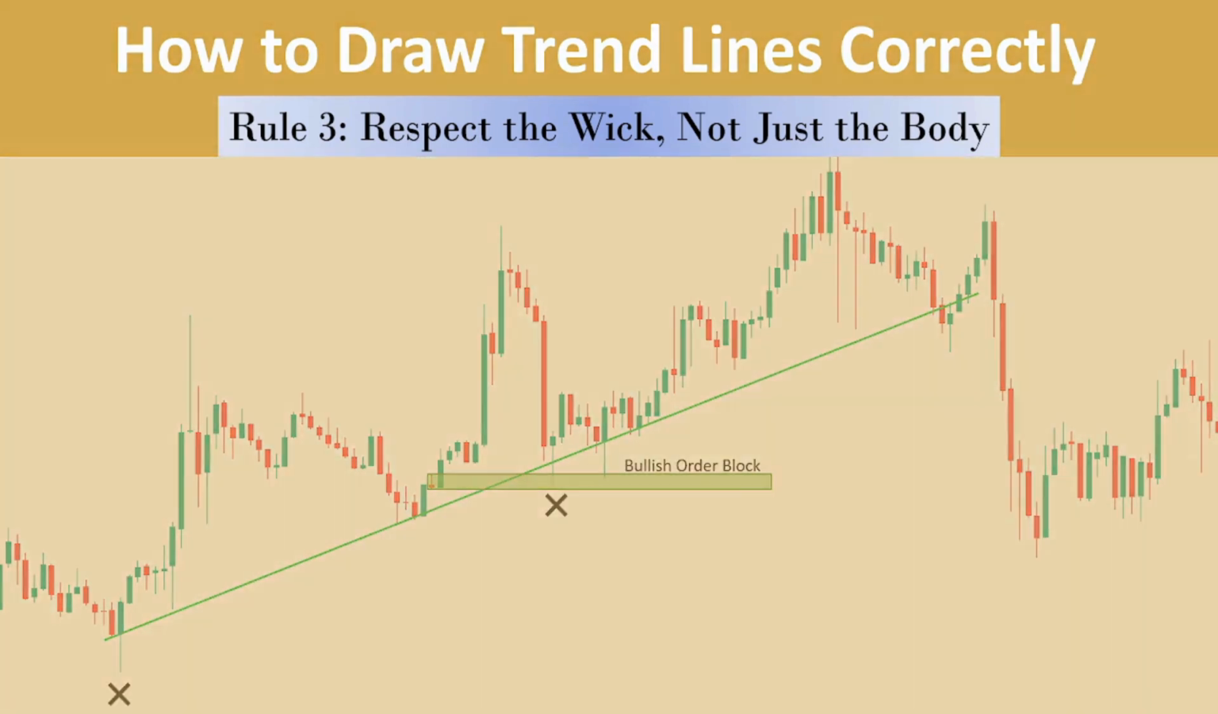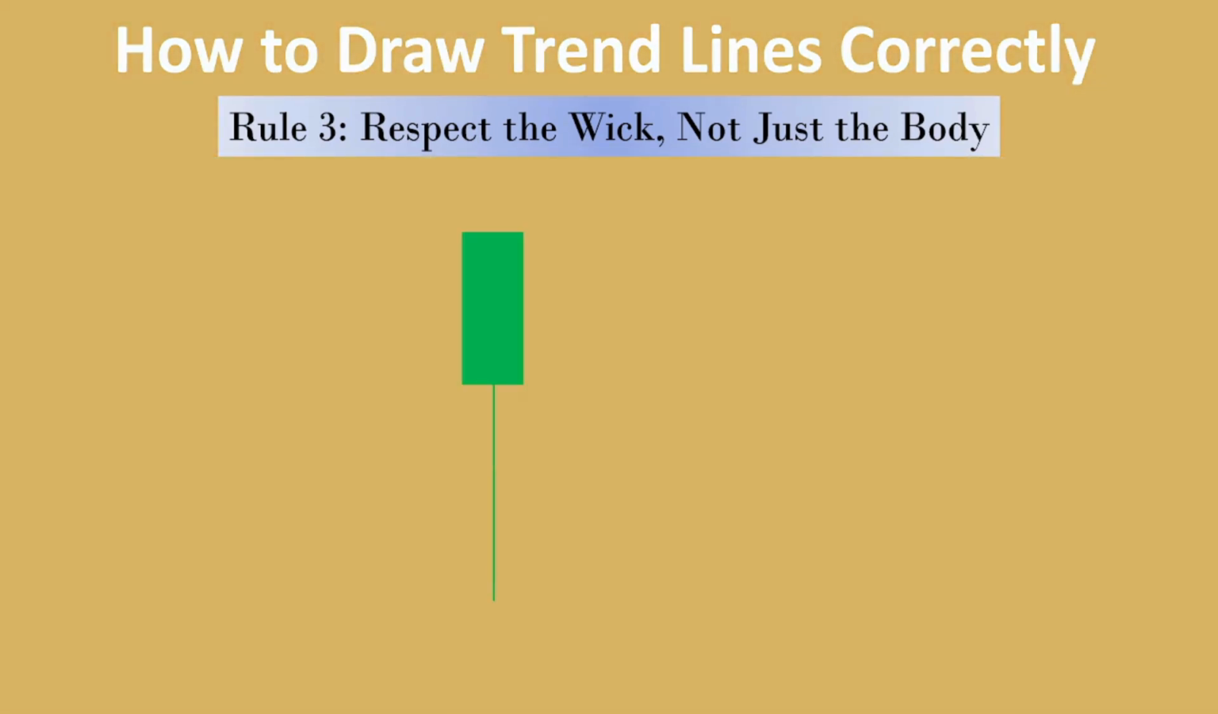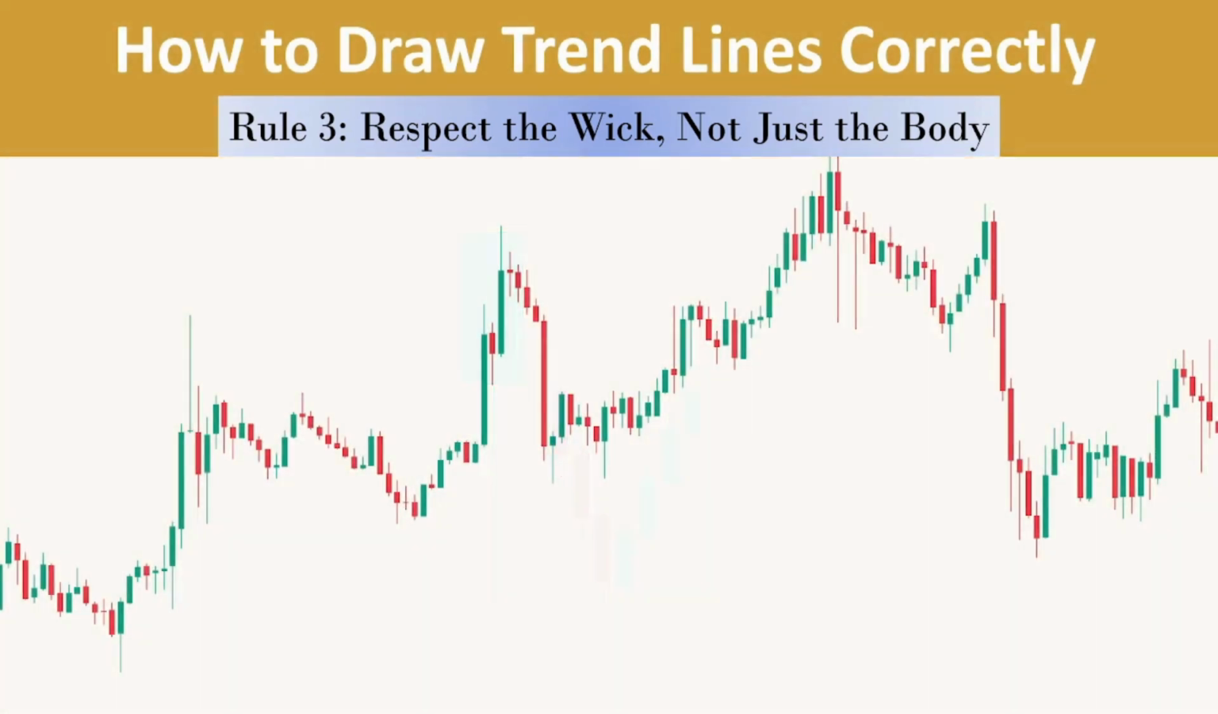Think of it this way. A wick on a 1-hour candle is actually made up of multiple candles on a 5-minute chart. It's not just noise, it's structure. So don't make the mistake like others and neglect the wick. Always try connecting wick to wick and draw clear trend lines. This gives you a more accurate view of market sentiment and helps avoid false signals.